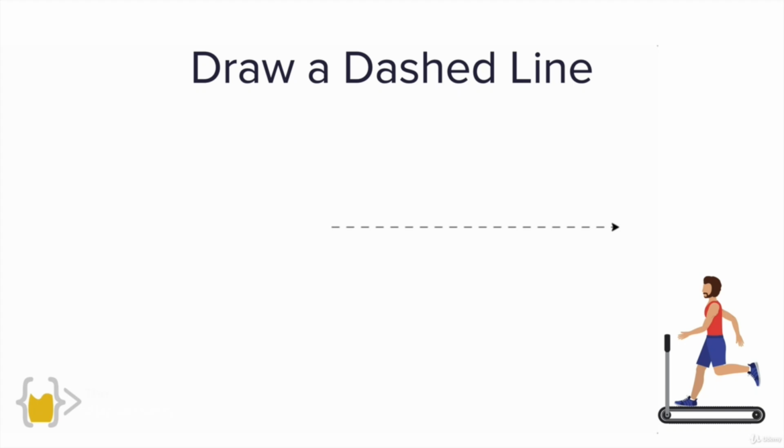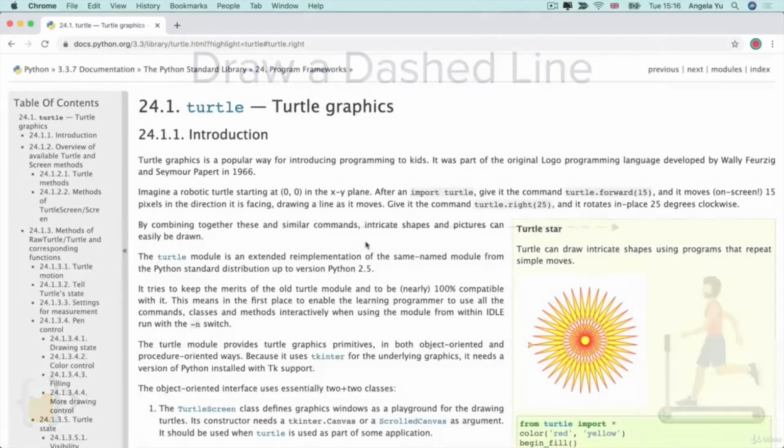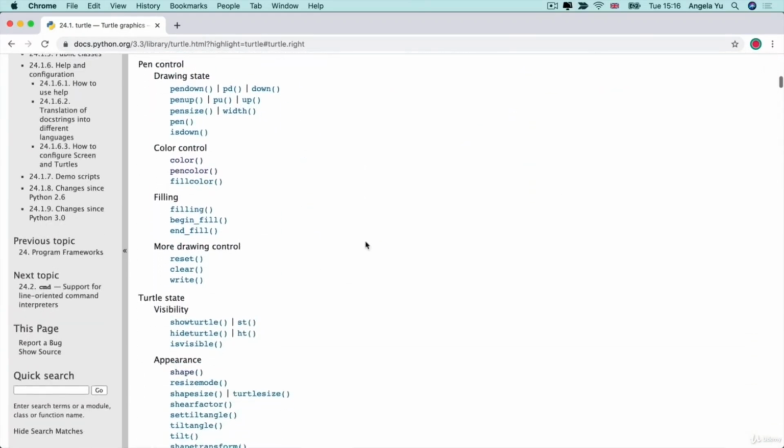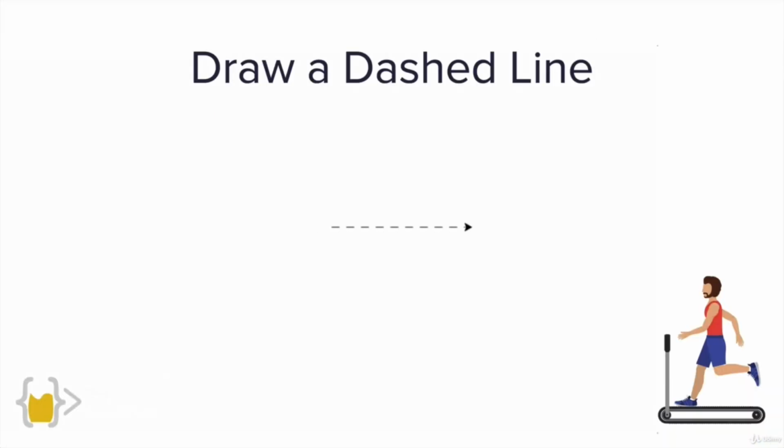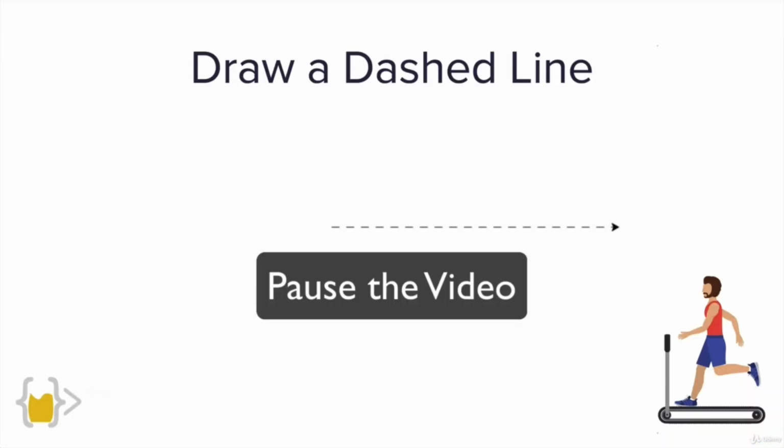The actual length of the line doesn't really matter. The actual length of each of the sections doesn't really matter. What's really important is you're able to get this alternating draw, no draw thing going on. To complete this challenge, you're going to need to look through the documentation and maybe also use the help of Google or Stack Overflow and figure out how you can get this behavior to happen. Have a think about it and pause the video and complete the challenge.